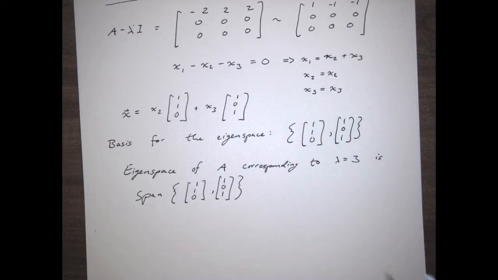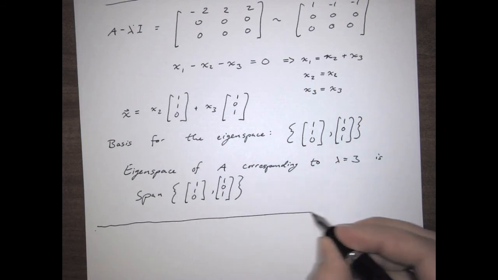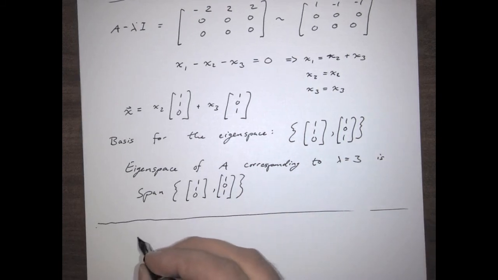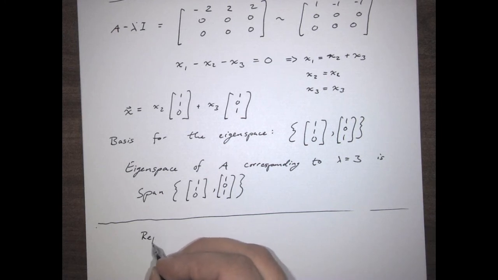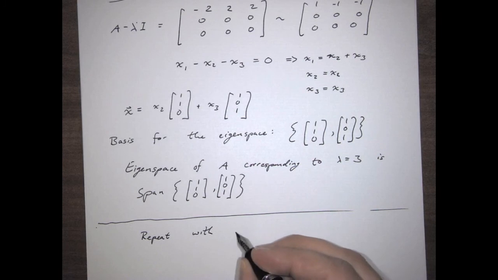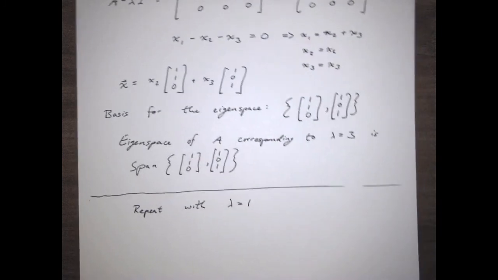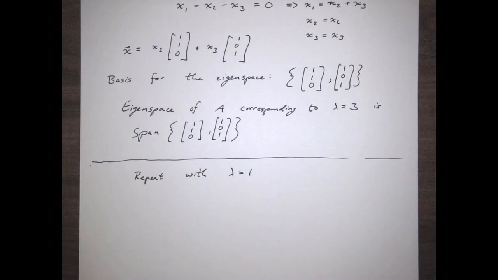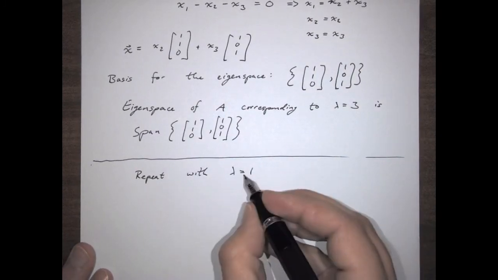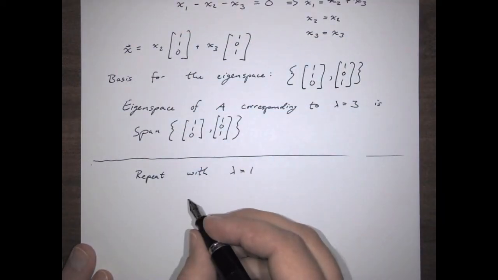Now, just for the record, suppose we repeat with lambda equals 1. So the other eigenvalue here. Let's see what's different about this one. The other eigenvalue in this case is just lambda equals 1, because again this was a triangular matrix.